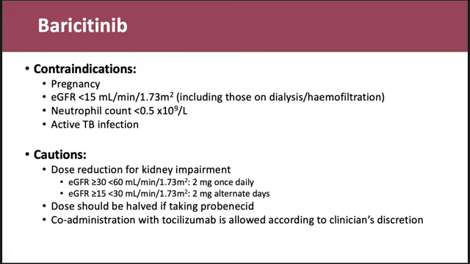Because baricitinib is primarily excreted by the kidney, participants with suboptimal kidney function should have a reduced dose. For those with an eGFR between 30 and 60, a baricitinib dose of 2 milligrams once daily, that is half the dose, should be used. In those with an eGFR between 15 and 30, 2 milligrams on alternate days should be used, or if 1 milligram tablets are available, a dose of 1 milligram once daily can also be used. The only significant drug interaction for baricitinib is with probenecid, when the relevant dose of baricitinib should be halved.